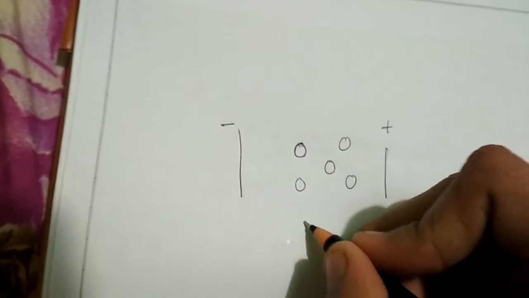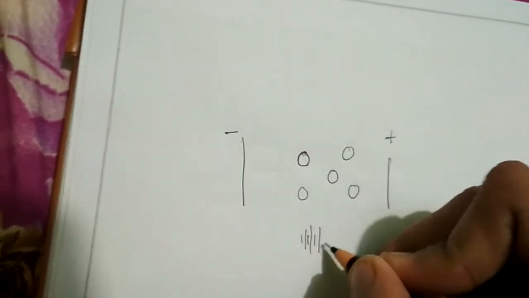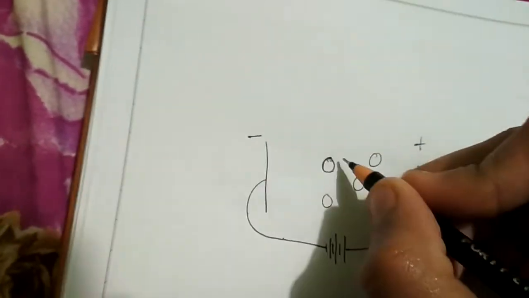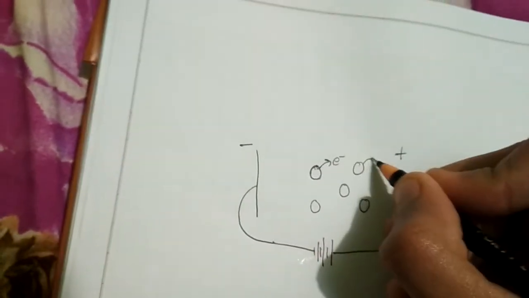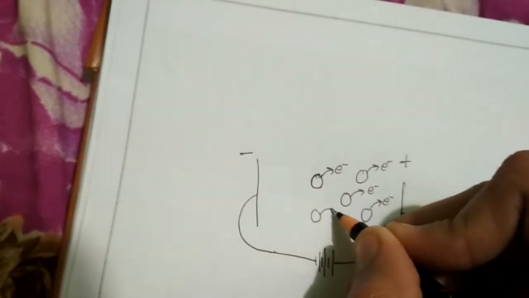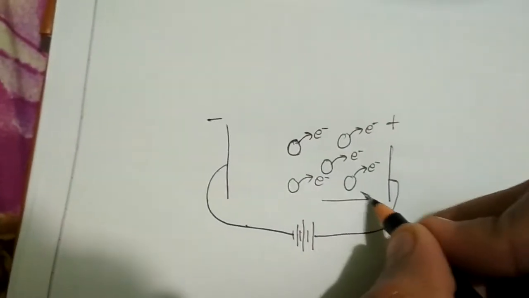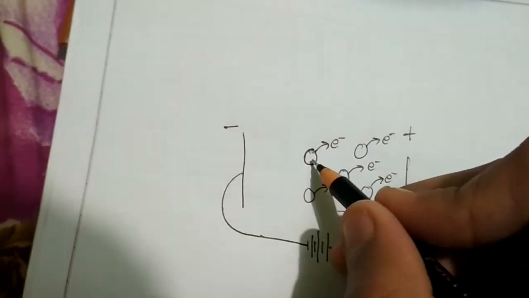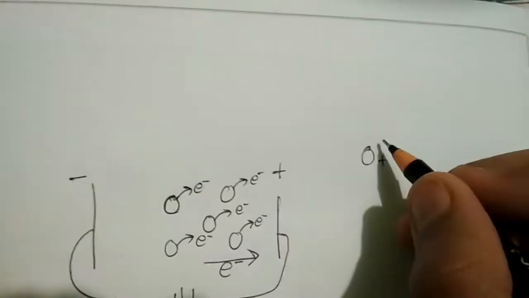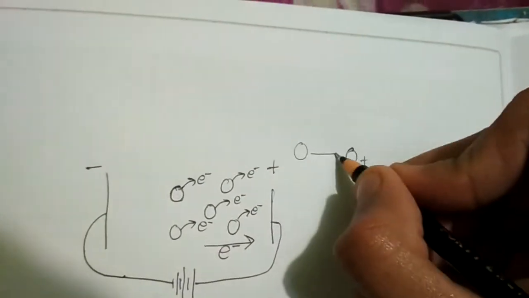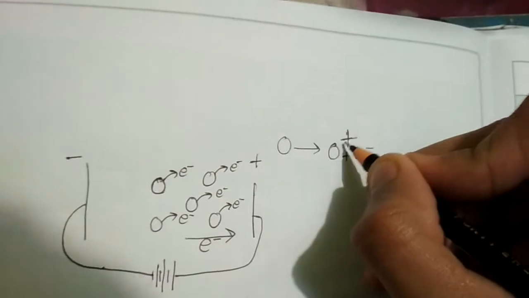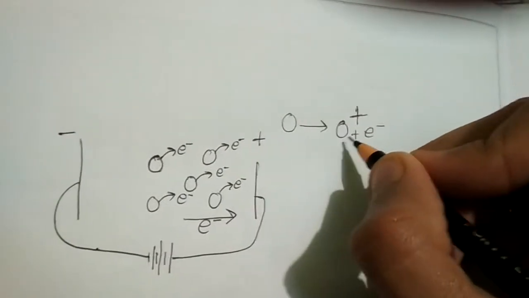Now on applying this high voltage, the electrons from the gas molecules will come out, and these electrons will start moving towards the negative plate. After the electrons come out, let's suppose this is the gas atom and electrons have come out from it, so there will be a positive charge on it. They will now be becoming ions.